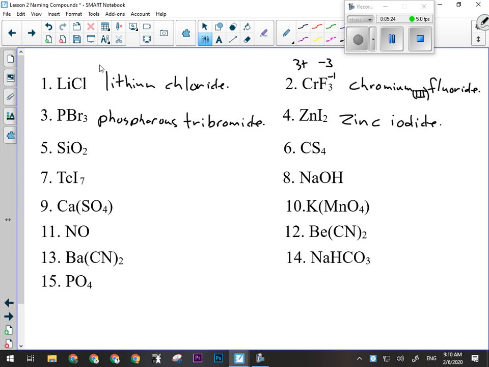And then number 5, I have silicon and oxygen. Either of those a metal? No. So this is what kind of compound? It's molecular. So this will be silicon dioxide.